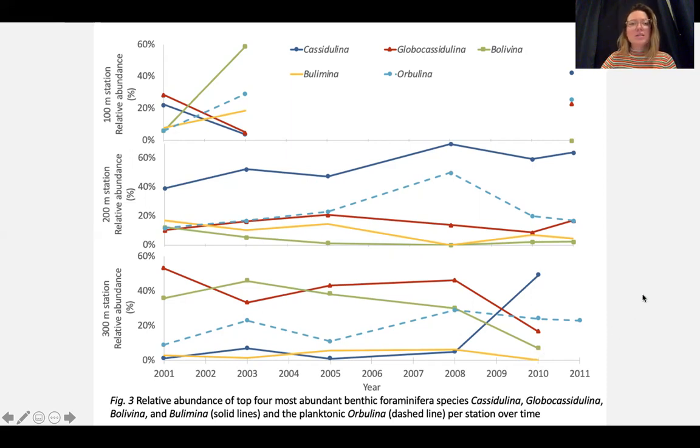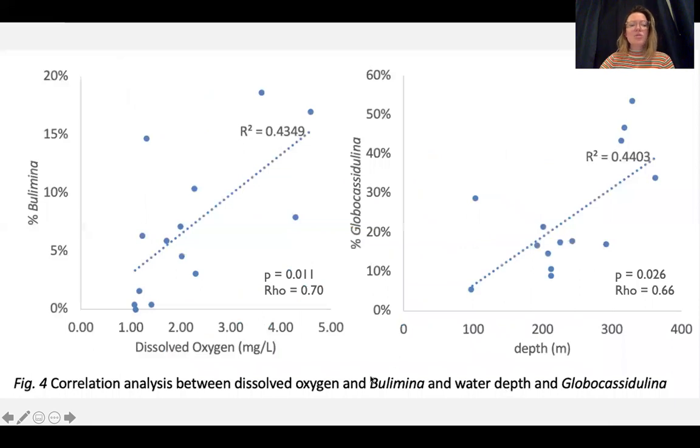However, we do see a shift in 2010 with a spike in Cibicidoides relative abundance and a decrease in Globo-cassidulina and Bolivina abundance. Now we're looking at the correlation analysis between percent Bulimina and dissolved oxygen on the left and water depth and Globo-cassidulina on the right. As we can tell by the p-value and the Spearman rho value on the bottom, these are significant. And so on the left, we see that 43% of the change seen in relative abundance of Bulimina can be attributed to dissolved oxygen changes, and 44% on the right of percent Globo-cassidulina changes can be attributed to depth changes as well.